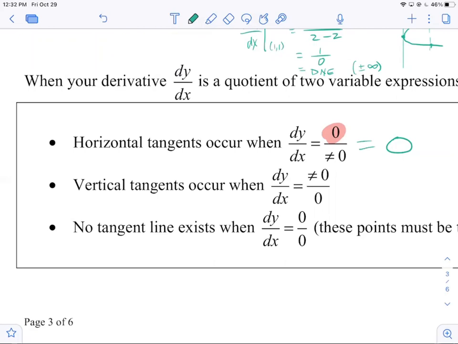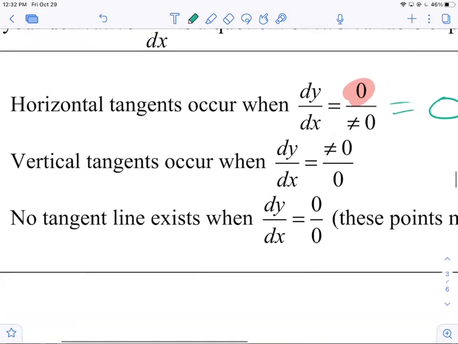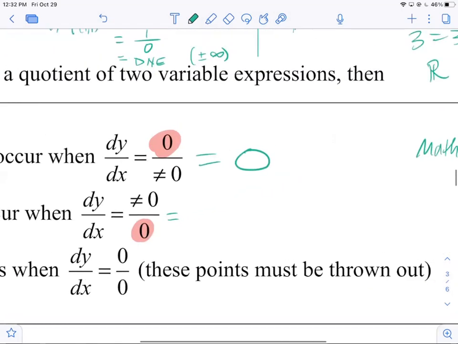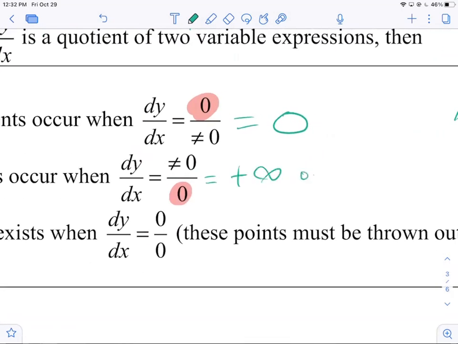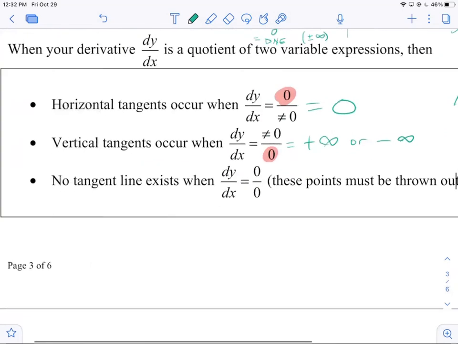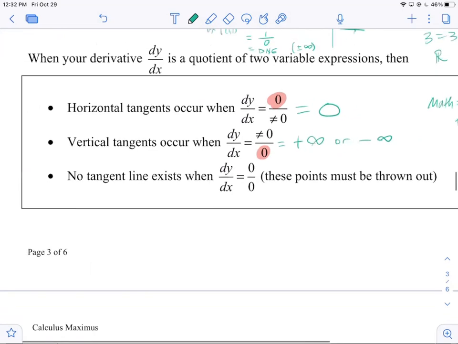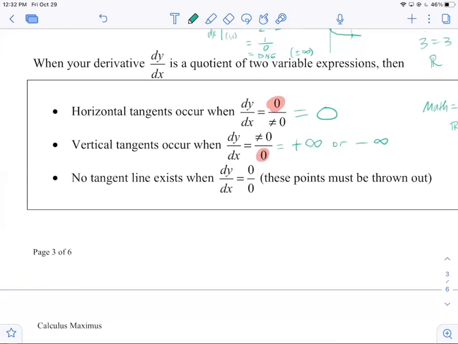All right. So when just the numerator is 0, we get 0, and that's a horizontal tangent, as we just saw up above. When only the denominator is zero, you get a slope that's either positive infinity or negative infinity, and that's going to be a vertical tangent because that's the slope of a vertical line. Now, if you happen to get 0 over 0, 0 over 0 has no tangent line. It's not vertical, it's not horizontal. So if you end up with a value that makes both the numerator and denominator 0, you throw it out.